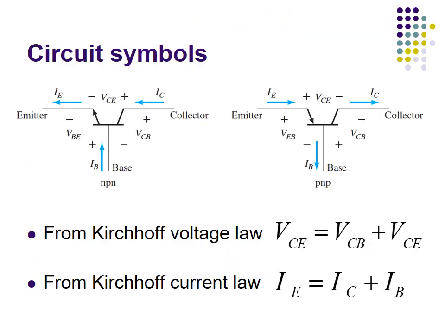These are the circuit symbols for BJT. On the left is the NPN and on the right is the PNP BJT. The plus and minus signs shown here are the polarities of the bias that need to be applied in order for the BJT to operate in active mode. And both voltage and current calculations obey the Kirchhoff voltage and current laws.